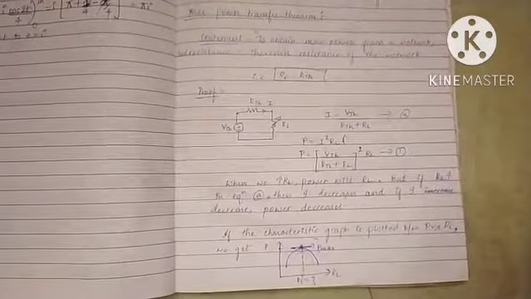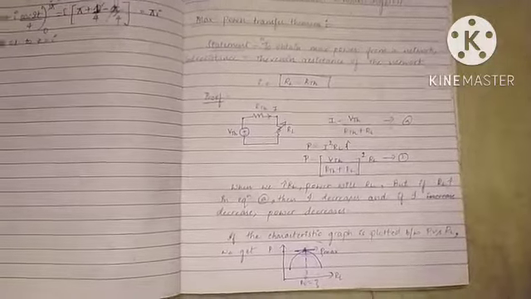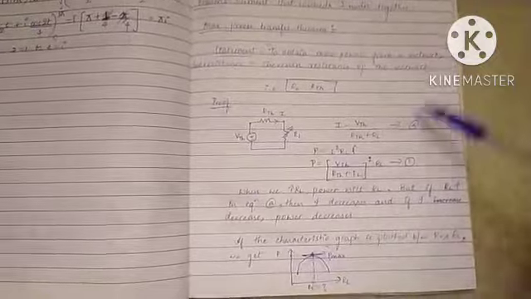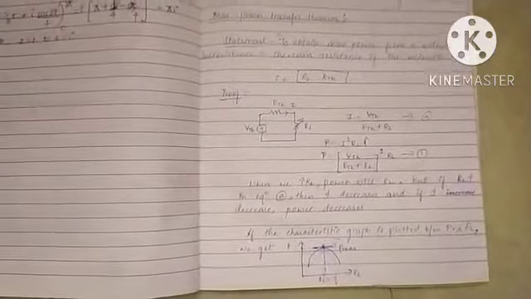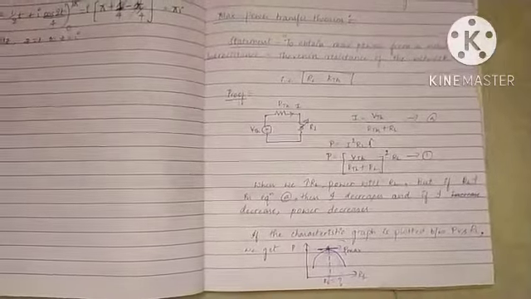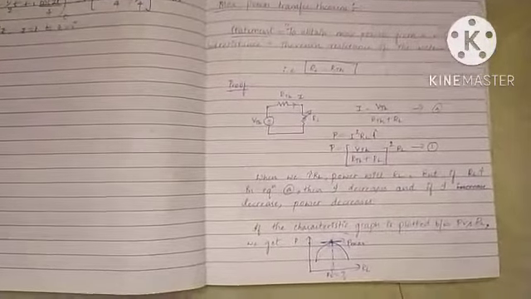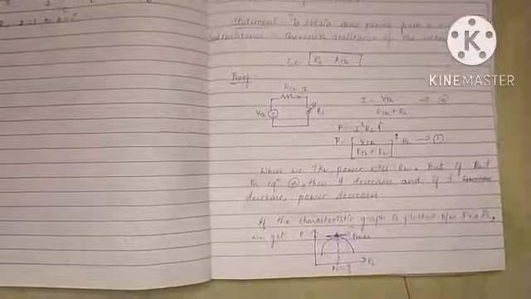Good evening everyone. Today we'll be learning about the maximum power transfer theorem. First, let us understand the statement. To obtain the maximum power in any network, always the load resistance should be equal to the Thevenin's resistance. That is, RL is equal to RTh.